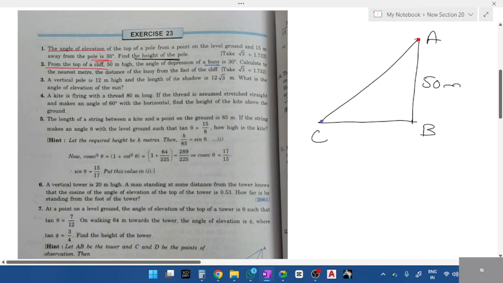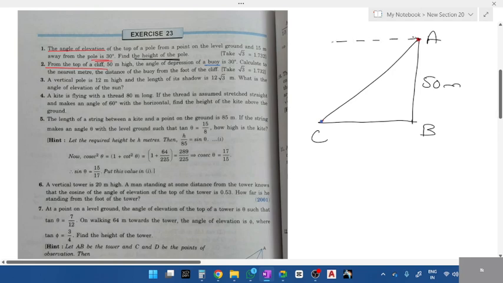Yes, unmute and answer. Angle of depression. If you're at point A, given the top of a cliff, which angle will be 30 degrees? From A it has to be angle 30. Angle of depression, so look here.